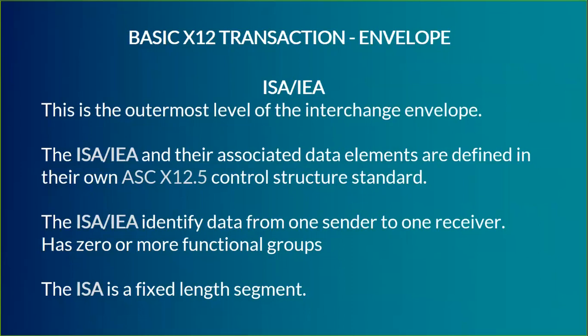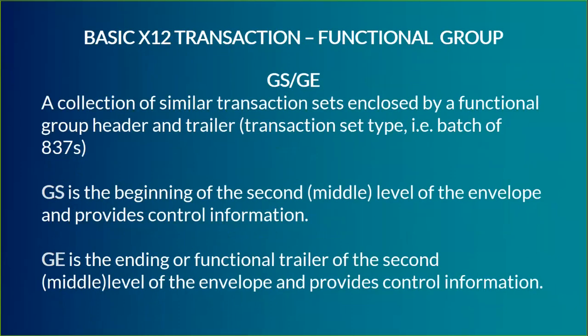Right next to the ISA and the IEA is the GS and GE. So if you think of the ISA and the IEA as the direction or the address, you have the GS and the GE. And what that is, if you will, is like a bunch of pages inside of an envelope. So within that envelope, there could be many different kinds of transaction sets. So it could be a batch of 837s. You could have between the ISA and the IEA a batch of eligibility. You could also have a batch of prior authorizations.